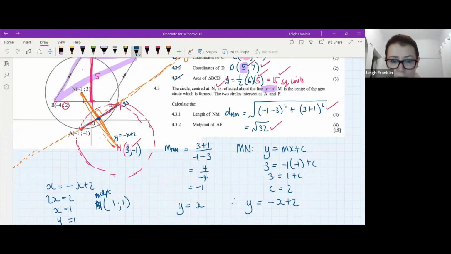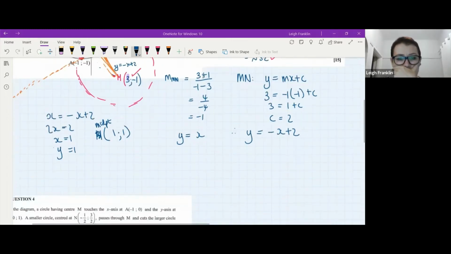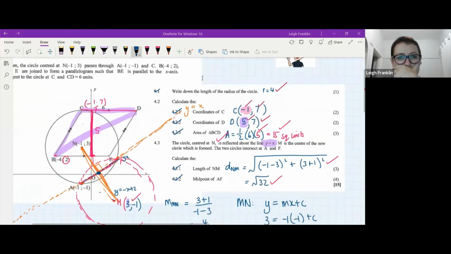Are you guys okay? That was a difficult question. Ma'am, would that mean that if we had to use the midpoint formula using the coordinates of N and M, we would get the same answer? That's a good question. Let's try that. Yes, ma'am, it seems like we get the same answer.